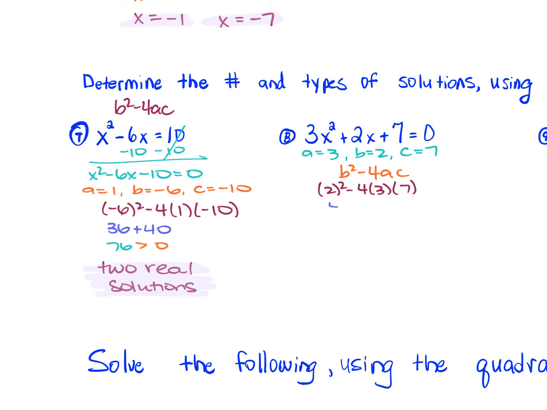The 2 squared is 4. Negative 4 times 3 is negative 12. Times 7 is negative 84. 4 minus 84 is negative 80. Negative 80 is less than 0. So we have 2 imaginary solutions.